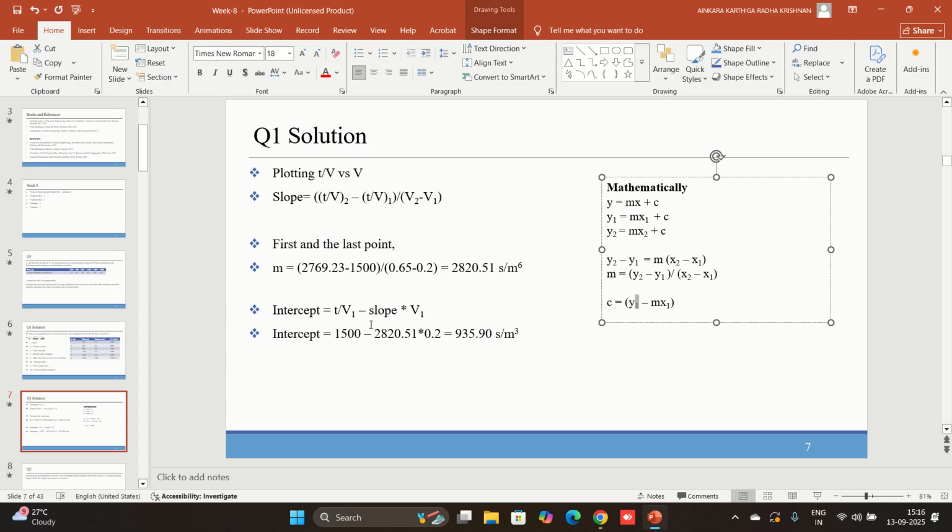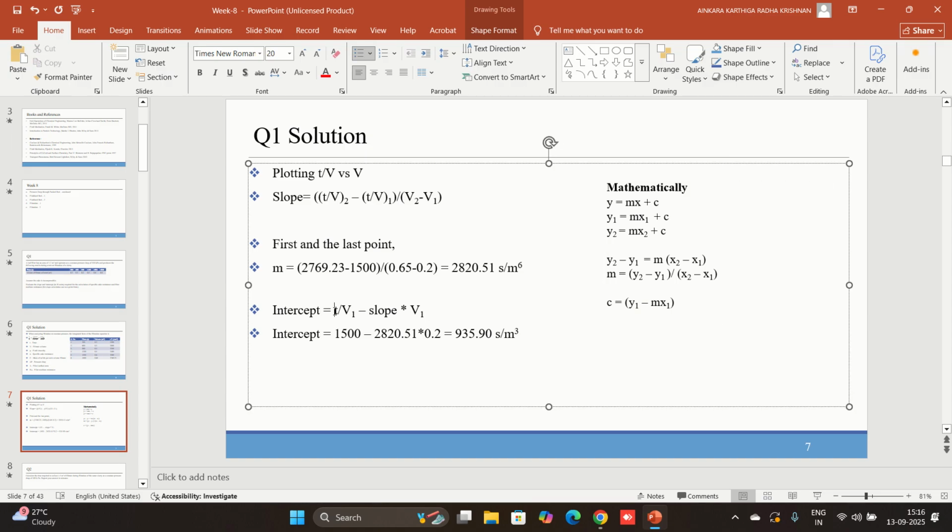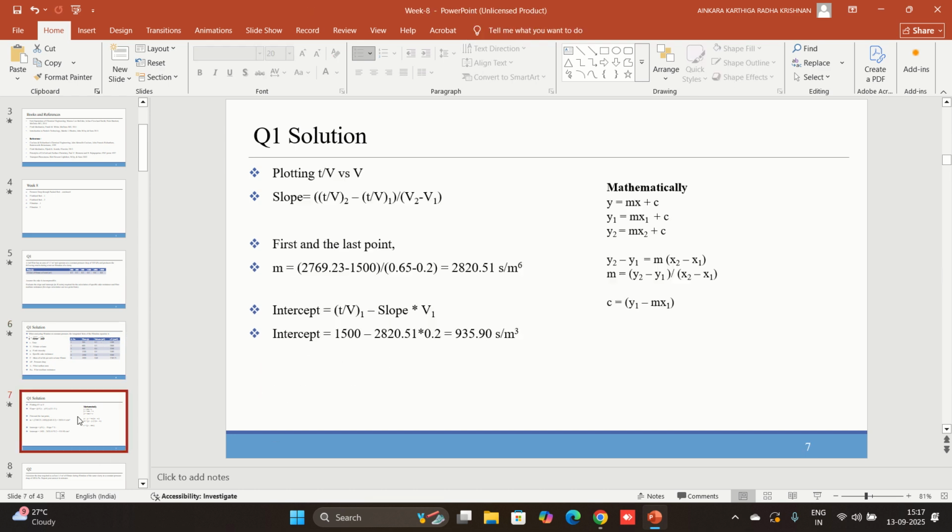So y1 is t by v1, or else we can put it together: t by v1 minus slope into v1. v1 is the volume, that is x1. So t by v is 1500 minus the slope we have calculated as 2820.51 into v1. v1 is 0.2. So that gives us 935.90 seconds by meter cube.